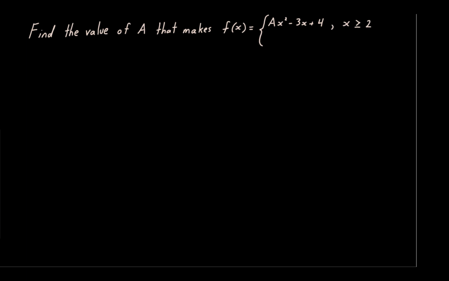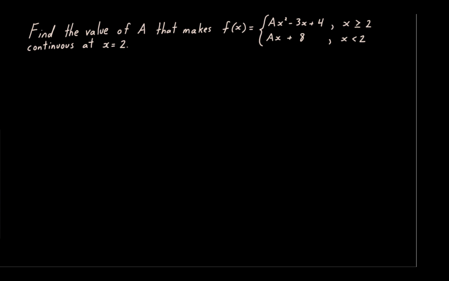This final example here, and I'm not going to lie, it is a bit of a weird one. We want to find the value of capital A that renders the following function continuous. And this function is a piecewise fellow with a quadratic up top, ax squared minus 3x plus 4, that happens whenever x is greater than or equal to 2, and a line, ax plus 8, whenever x is less than 2. Again, I want to find the value of capital A that makes this continuous at x equals 2.